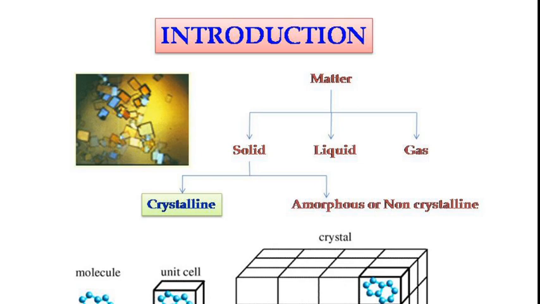But in the case of amorphous materials, it doesn't have that, unlike crystalline materials. That is an irregular arrangement of atoms. This picture shows the molecules and the unit cell, and the last one is the crystal. The unit cell, repetition of which gives the actual crystal structure.